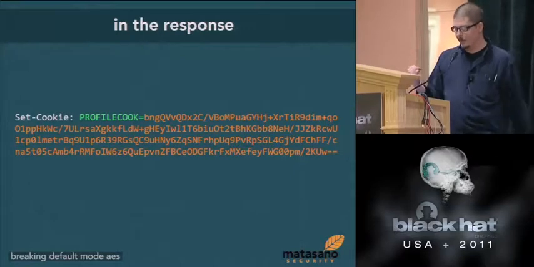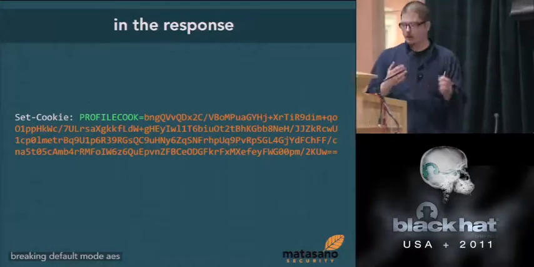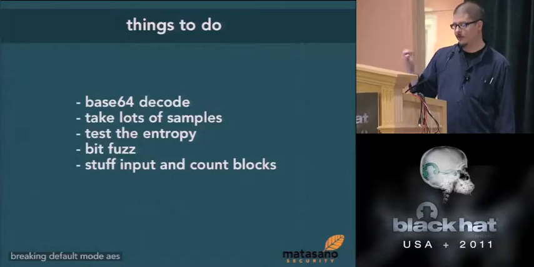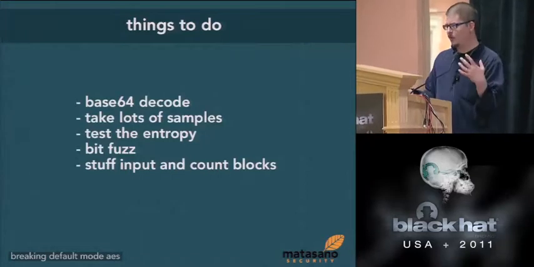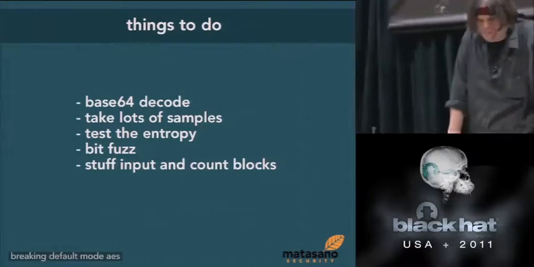So when we see things like this, we take samples of them. We have a whole step-by-step. We base64 decode them. We take lots of samples. We test the entropy of those samples. We log in as multiple users. So you're looking at a big, long, random binary string.